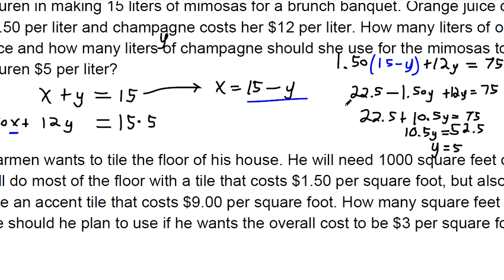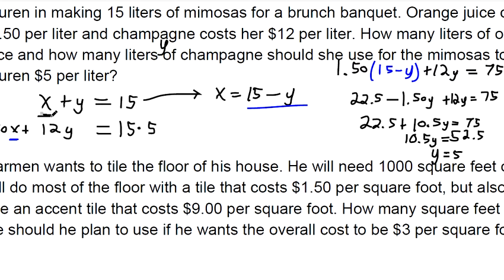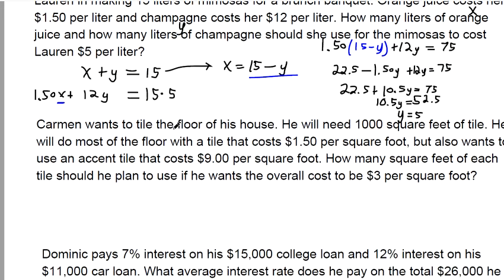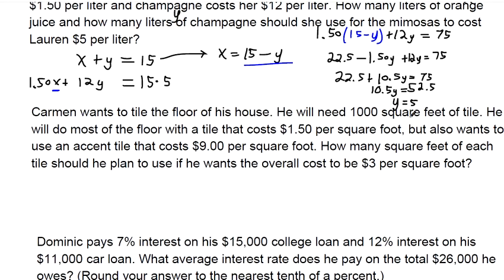And so if there's 15 liters altogether, then it's pretty quick to find out how many liters of orange juice, right? It's got to be 10. That way 10 plus 5 makes 15. So once you solve for one, just like with the other problems, once you solve for one, it unlocks the other one real quick.